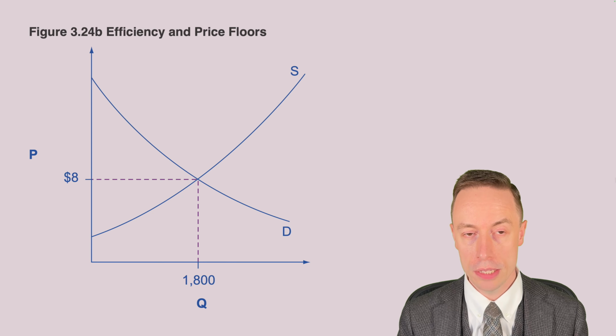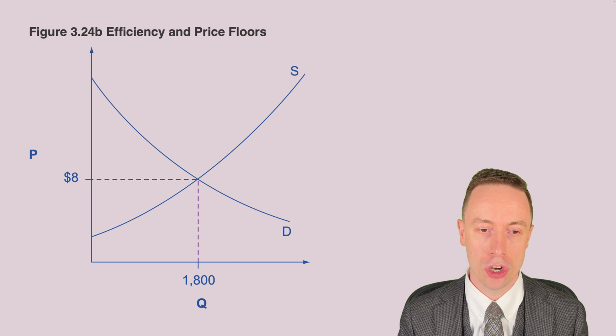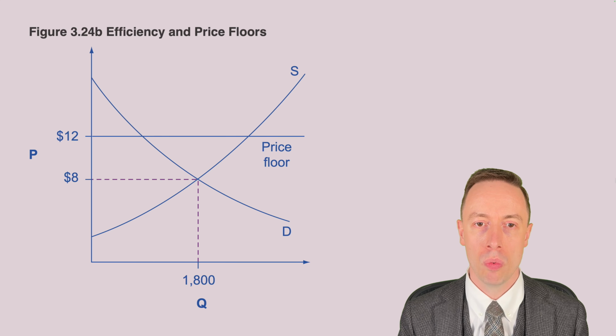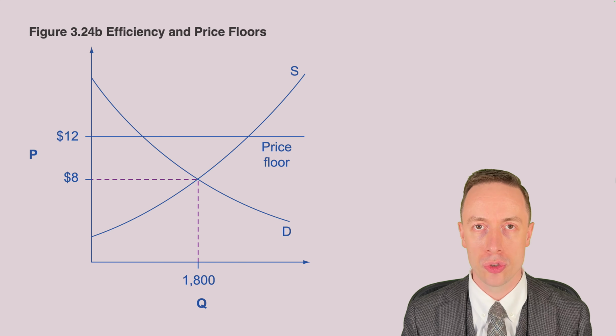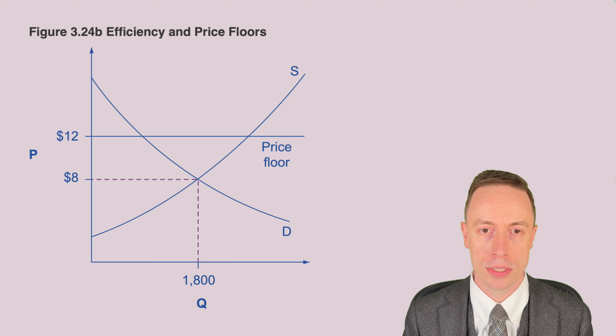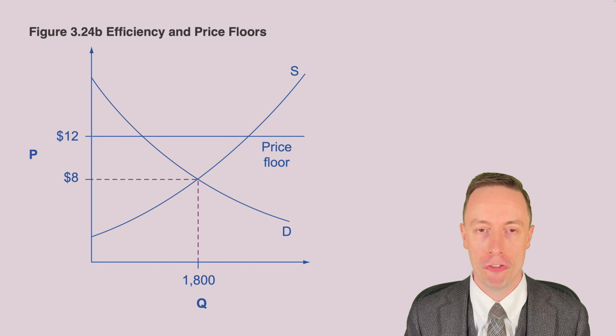So here's another market, currently in equilibrium at $8, 1,800 units. And we want to talk about what happens if we introduce a $12 minimum price, a price floor?